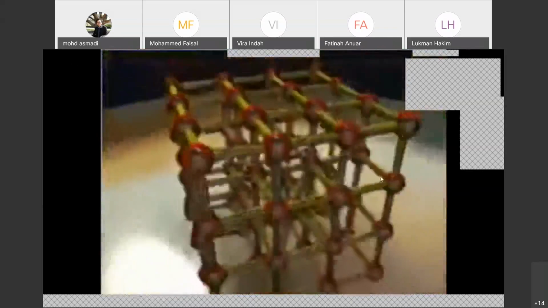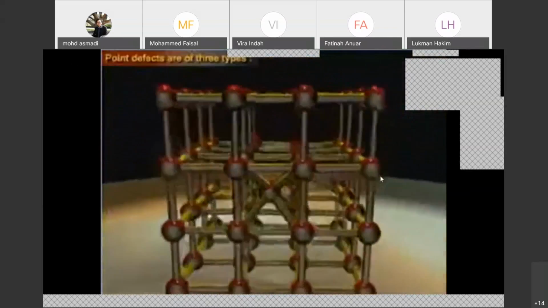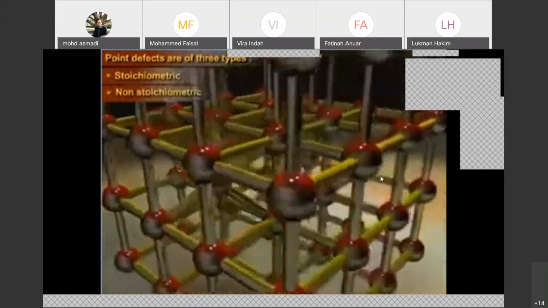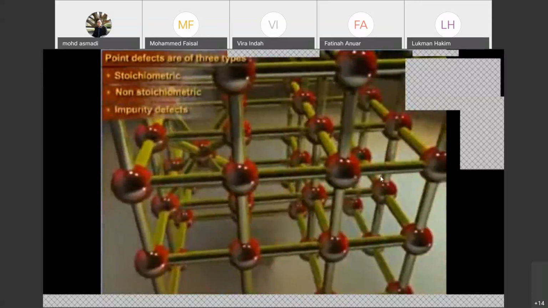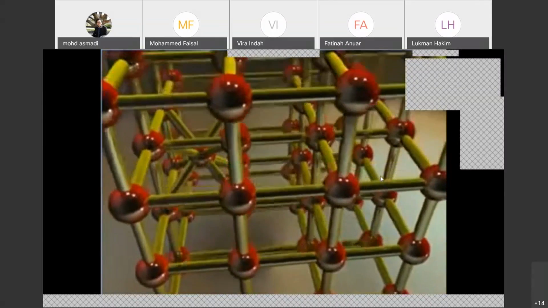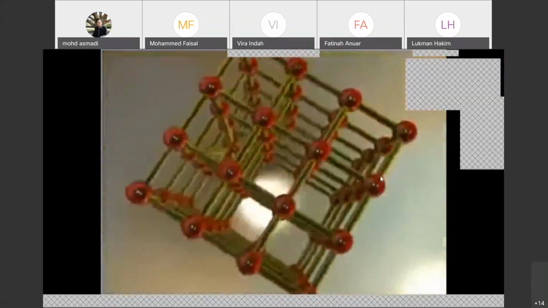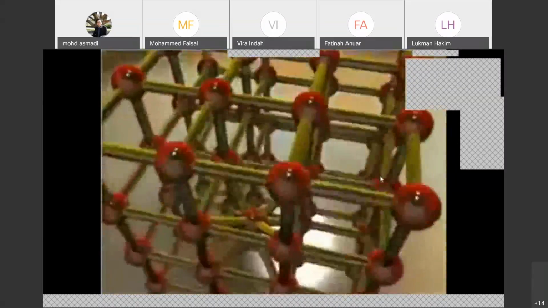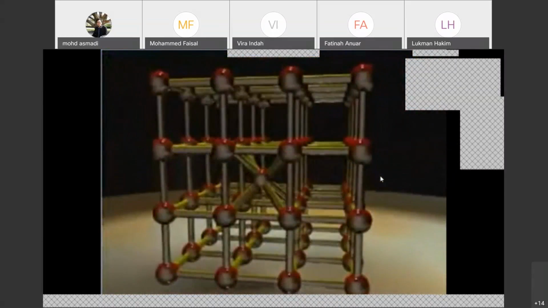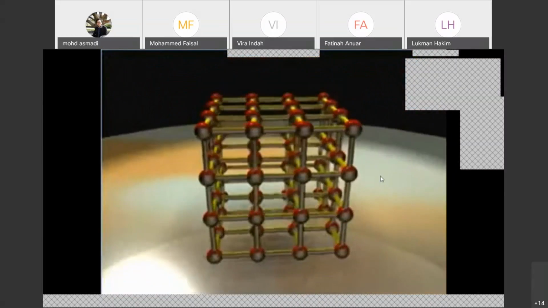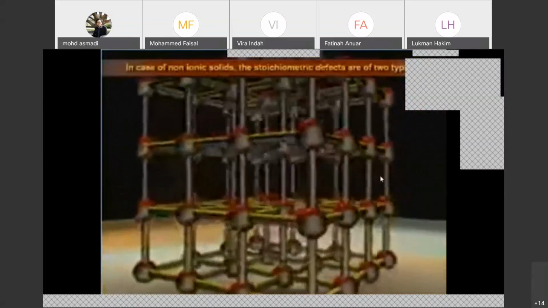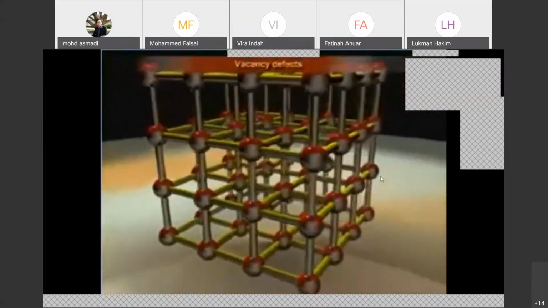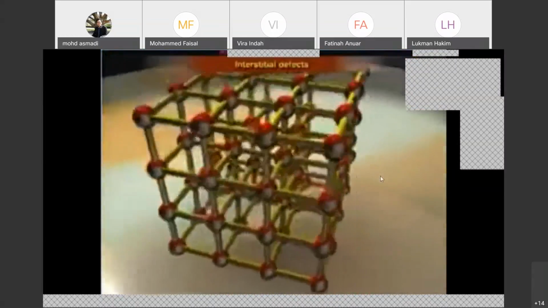In this module, we are going to explore the point defects, which are of three types: the stoichiometric, non-stoichiometric, and impurity defects. The stoichiometric defects are so called because they do not bring any change to the stoichiometry of the solid. These defects exist in the crystals of non-ionic as well as ionic solids. In the case of non-ionic solids, the stoichiometric defects exist in two different forms: vacancy defects and interstitial defects.